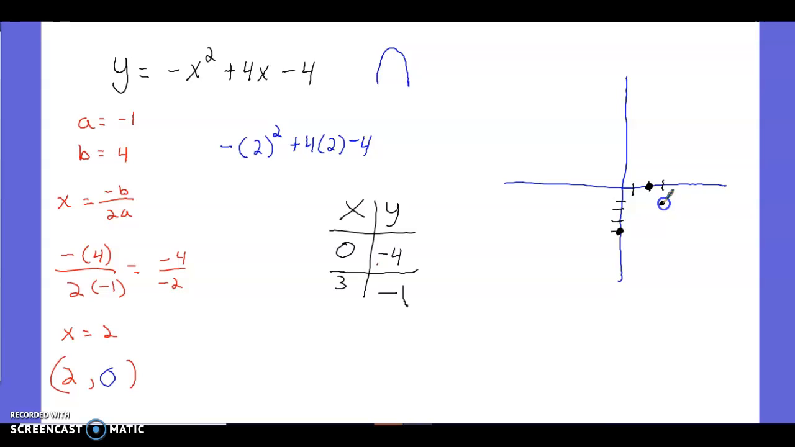Here's my point. Remember, this is your vertex, so now all we have to do is draw that U-shaped graph through the points that they give us. And that is how you graph it. So remember those steps. You're finding your vertex first, making sure that you get your x value, plug it in, get your y value, plot the point, make a t-chart, pick 2 points for your x, one to the left, one to the right, plug it back into here, and plot those points, draw the graph.